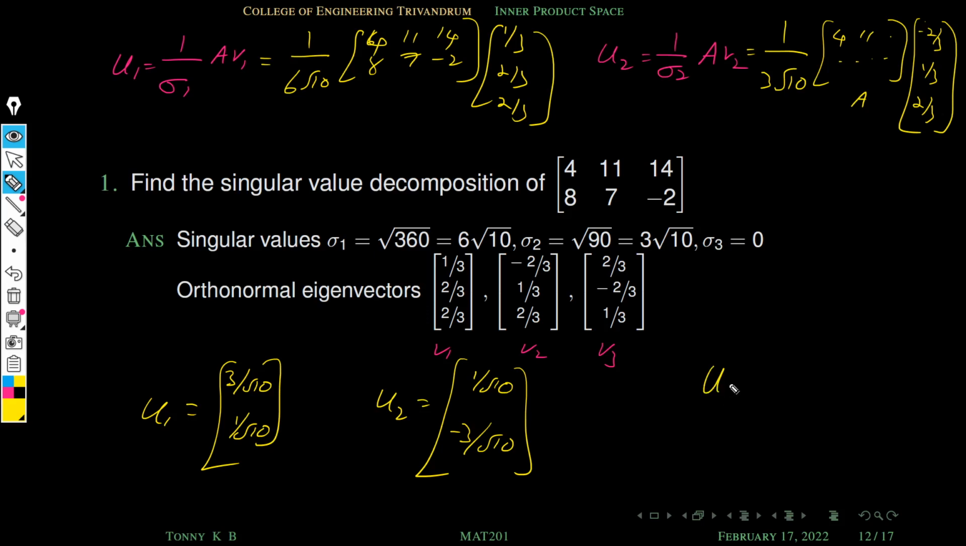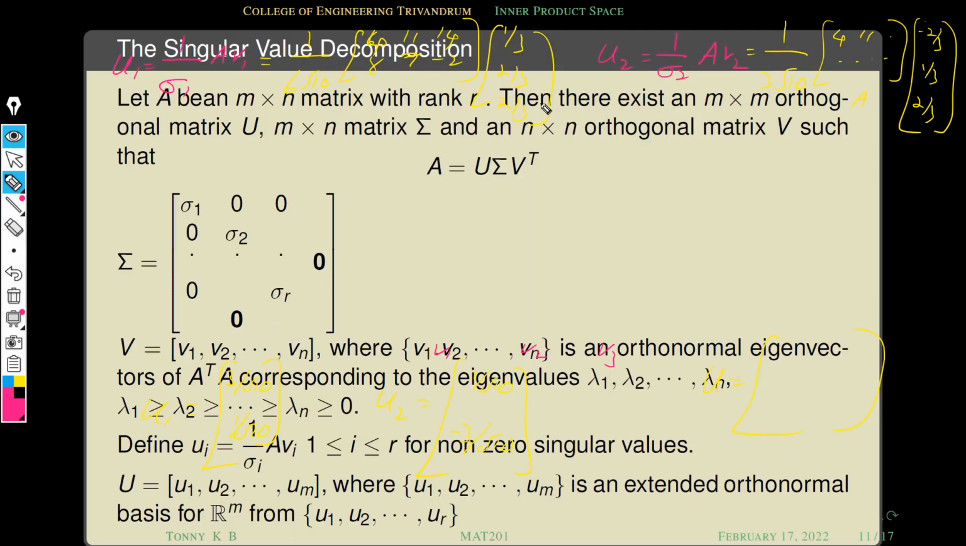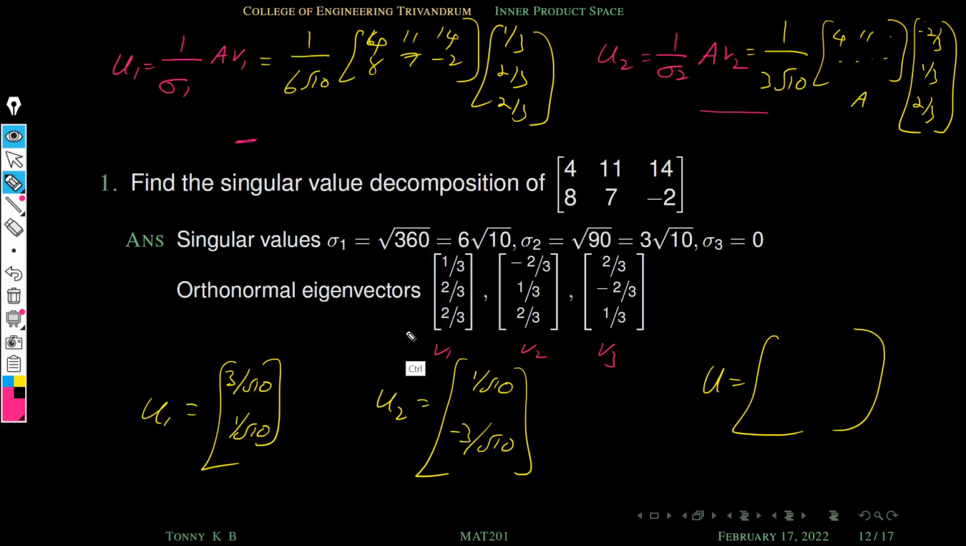The next question: what is the size of this U? What is the order of U? In our result, there exists an m by m orthogonal matrix U, so the size of U should be m by m. What is m? m is the number of rows of A. In this case, A is a 2 by 3 matrix, so the number of rows is 2. So it is clear that U should be 2 by 2. This is very important. U should be 2 by 2.